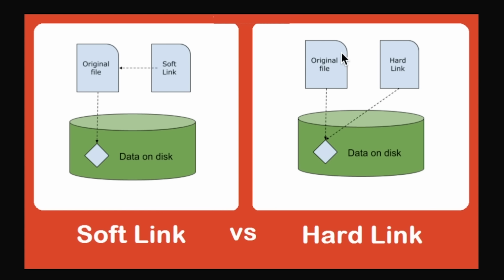So with a hard link, you have your original file, and then you have the actual data of that file on the disk. If you create a hard link, it also points to that same data. So if you update something via the hard link, it'll also reflect on the original file. However, the hard link does take up a good amount of space. Soft links, on the other hand, are essentially a shortcut to the original file. However, if you delete the original file, the soft link is now broken.